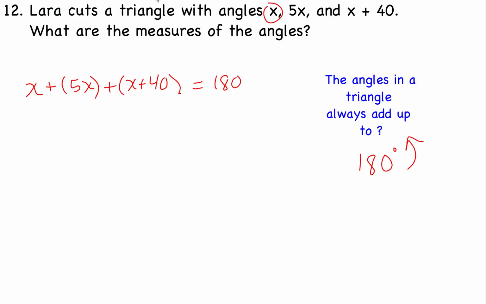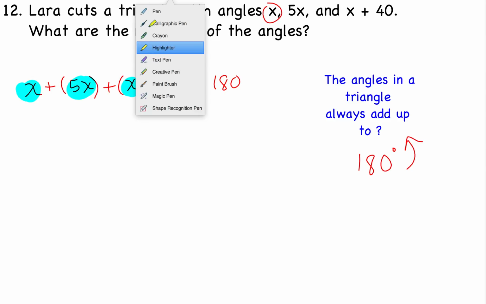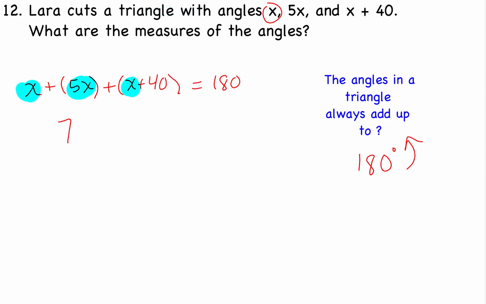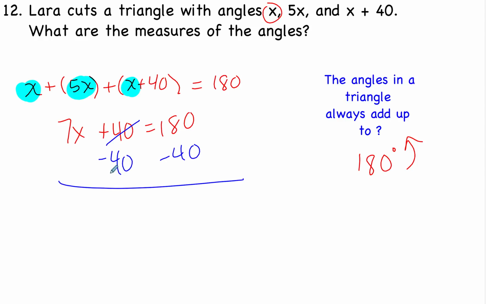So we need to find our like terms, right? Which terms are alike? We have an x, we have a 5x, and another x. So we can add those three together, and we end up with 7x. So then we have 7x plus 40 is equal to 180. And the opposite of a plus 40 is a minus 40, so we want to subtract 40 from both sides. When we subtract 40, they cancel on the left, and we're left with 7x on the left equaling 140 on the right.